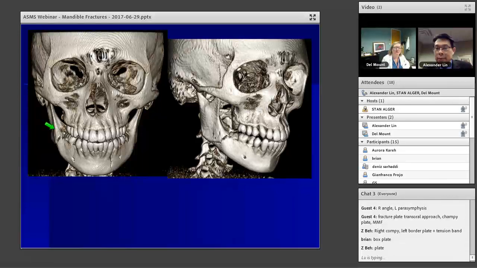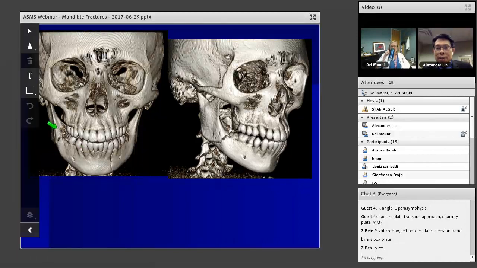Hey, Alex, since you have control of the green marker, can you show where you would place those plates? Okay, sure. So, actually, we can even give a guest, I just saw that here, a guest can even draw, potentially. So, right along the external oblique ridge. Ooh, someone said box plate. Box plate would work. Yeah, let's box plate that. Cool. Good.